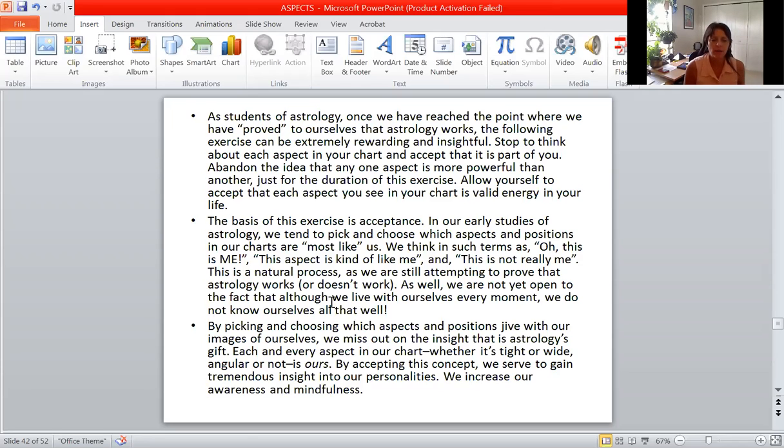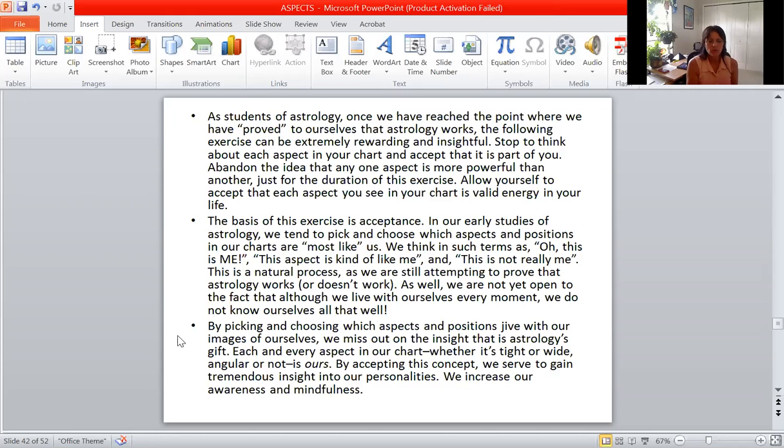This aspect is kind of like me, and this is not really me. This is a natural process, and we are still attempting to prove that astrology works or doesn't work. As well, we are not yet open to the fact that although we live with ourselves every moment, we do not know ourselves that well sometimes.